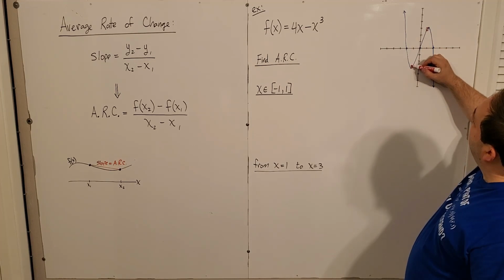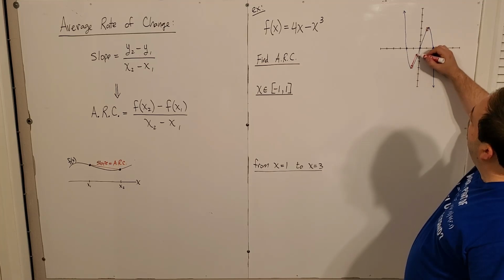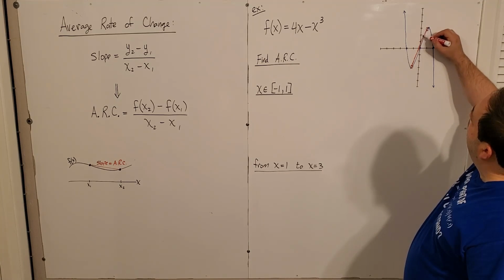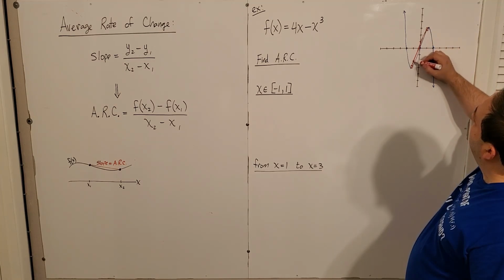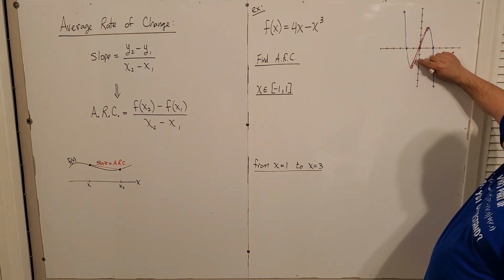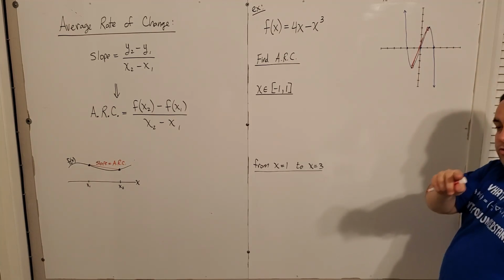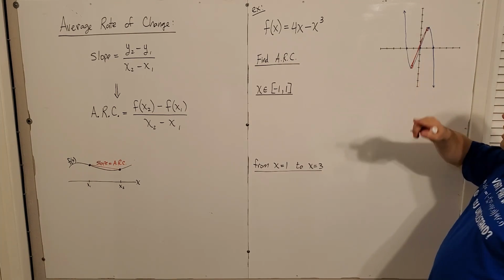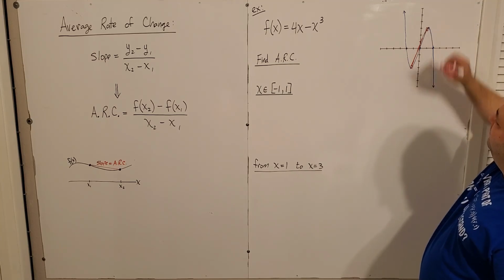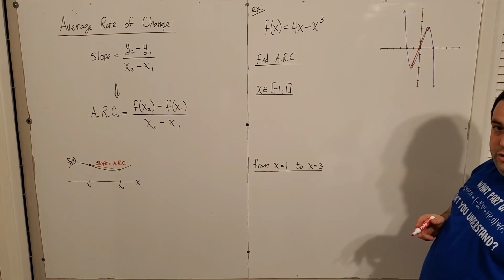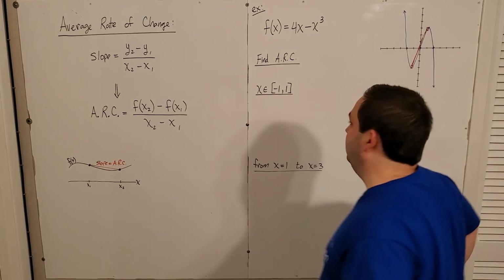And basically I'm just finding the slope of the line that connects those 2 points. And it won't necessarily be the same as the function itself, because the function is curved a little bit along that way. And I'm just finding the slope of the line that connects those 2. Okay, so let's do that.